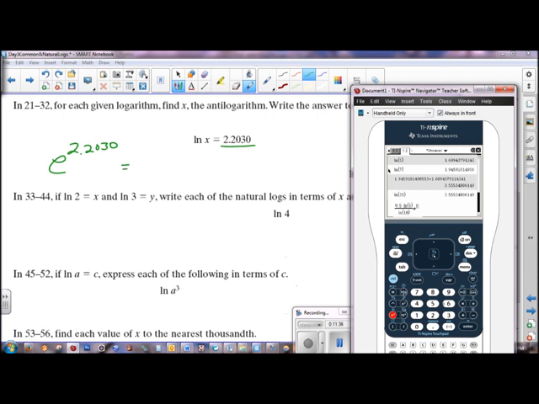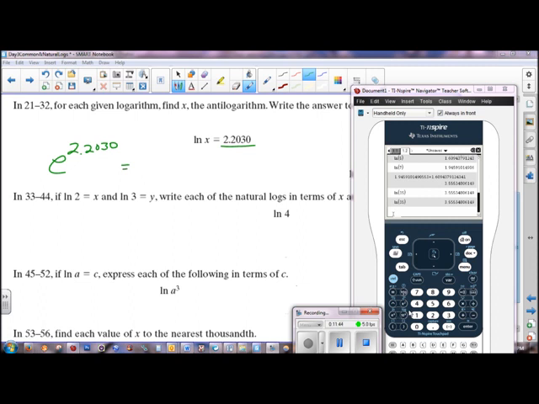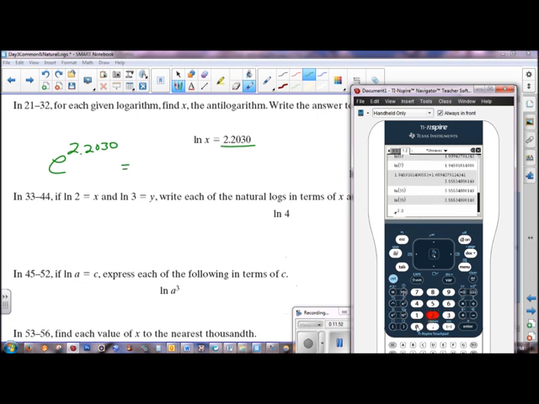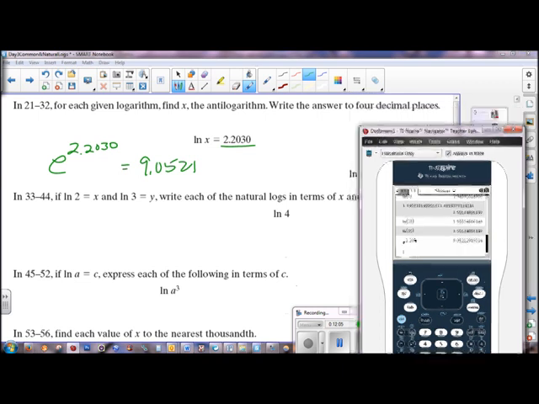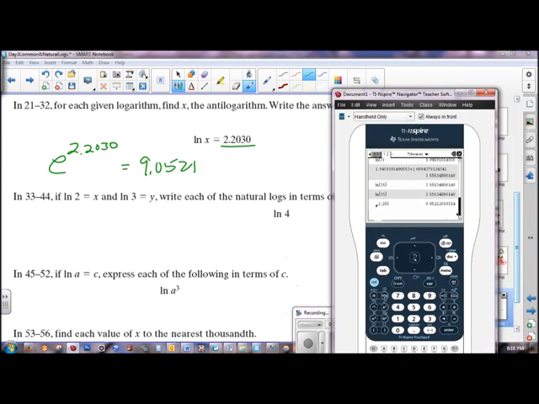Once you do that, you can type in e to the x, and you'll see that it'll automatically bring up an open exponent for you. You can put your 2.2030 in there. Hit the enter key, and again, we're dealing with irrational numbers. 9.0521. Round it off to how many decimal places? Oh, 4 decimal places, so I better go grab the next one. So the next one is a 2, and when I round off, I just get 9.0521.